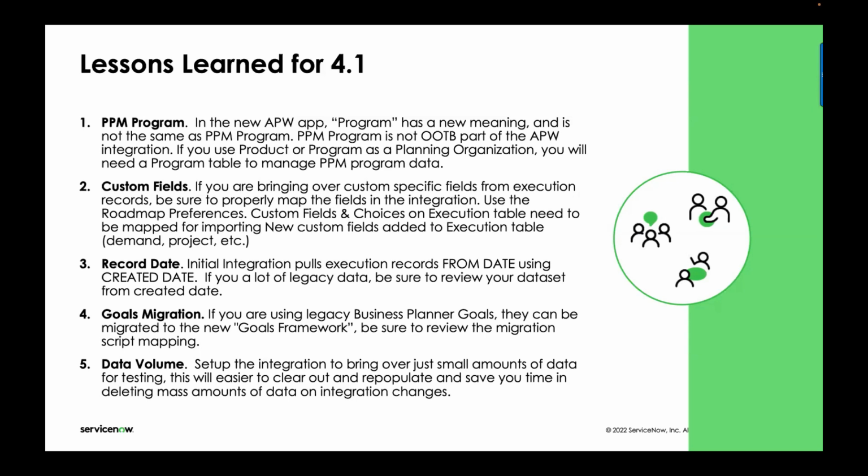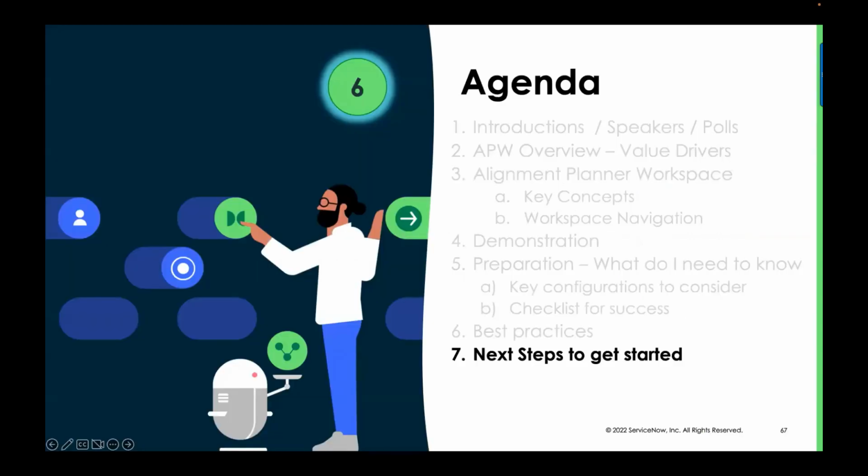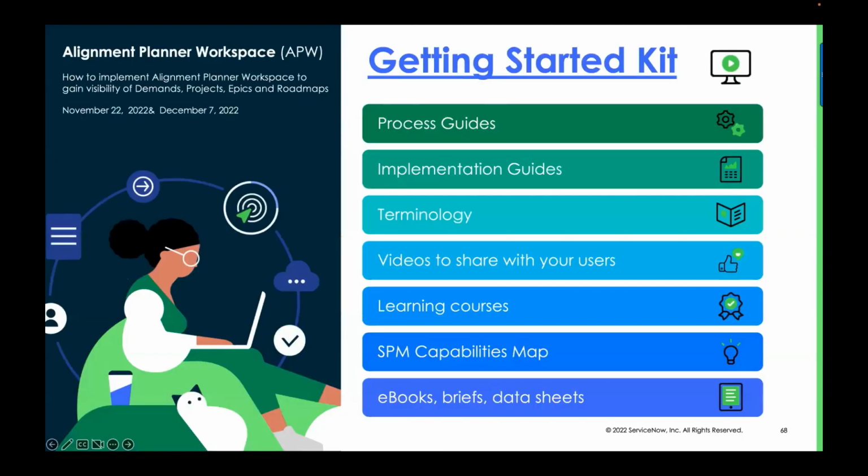If you're using goals as a part of your existing PPM, you may have used Business Planner. If you're using goals, that's a migration to the new goals, because the new goals framework has an entirely different table setup. So you're going to have to do a migration. Depending on how large your information set is, you may decide not to do that, just start new. And data volumes, right? Start with a small data volume. Don't bring in everything.